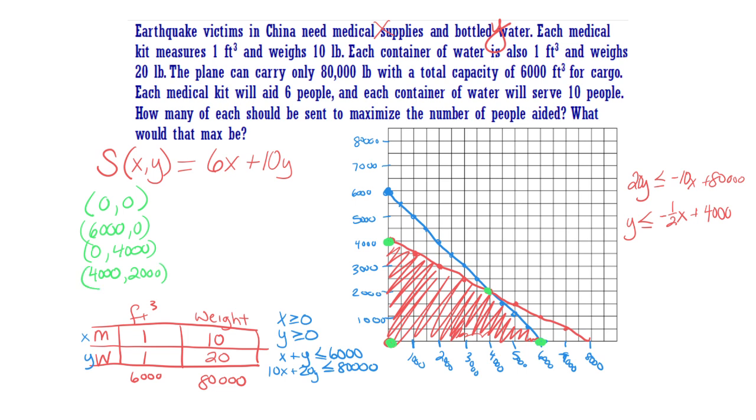Now, what I'm going to do is take every one of those points and plug it into the objective function. So when I plug in 0, 0, well, I'm going to get 0. I know it happens every time. It's fine. Go ahead and write it. The next one is 6,000, 0. So I'm going to be taking 6,000 times 6. So that's 36,000 plus 0 in for y. That's just going to be 36,000.